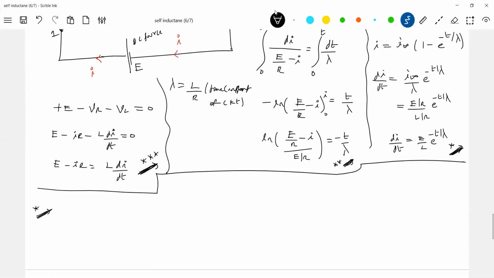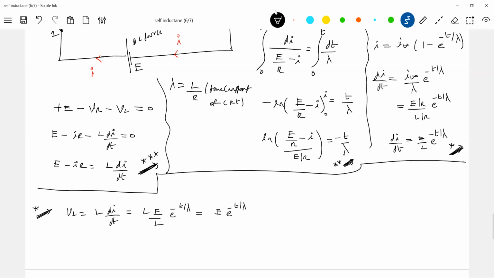What is the drop across the inductor? What is the formula? L di by dt. We know the value of L, and we know the value of di by dt. That gives E by L e to the power of minus t by lambda. This is the drop across the inductor. Look at it: it will decrease exponentially, no? At t equals 0 it is equal to E, and then it decreases exponentially.